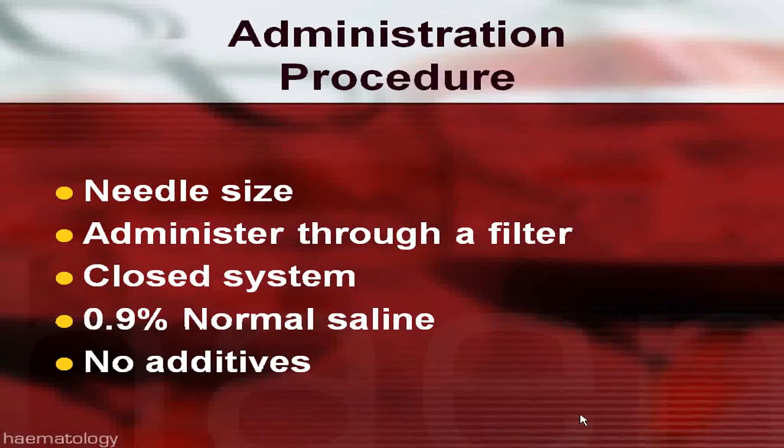When you're thinking about administration, you have to think about what size needle is appropriate for giving blood. Generally, we like to say an 18 gauge. You can put blood through a 20, but you're risking some damage to the red blood cells. It goes in faster, more efficiently, less damage to the blood cells with an 18. So an 18 is the preferred gauge size.